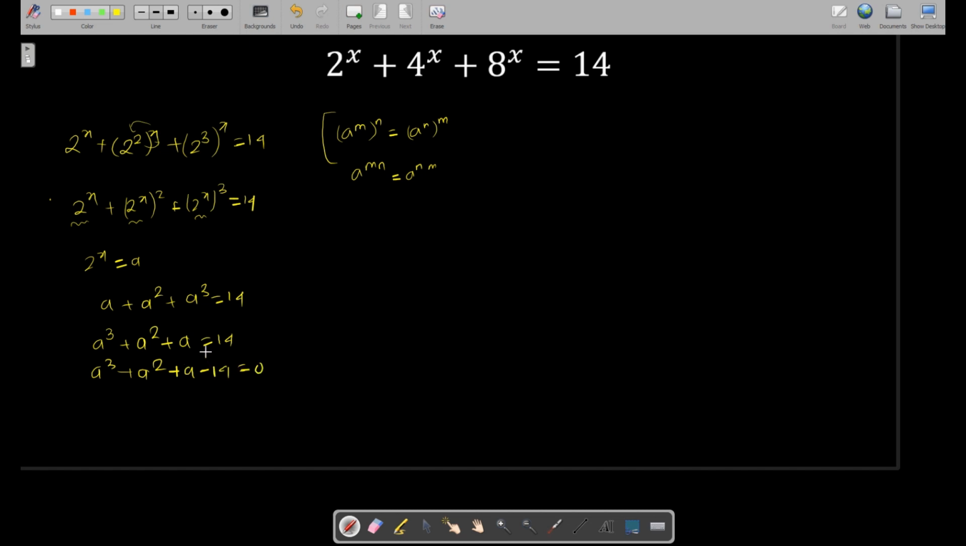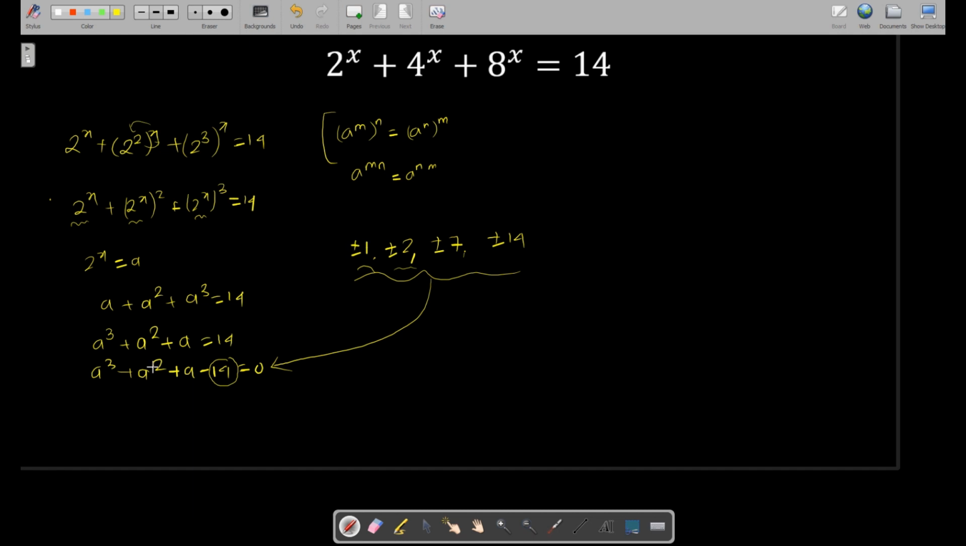Now see, we have a cubic polynomial and we have to factorize it. Factorizing a cubic polynomial is not as easy as factorizing a square one. The first thing we will do is find the factors of 14, by which I mean the numbers that divide 14. Plus minus 1 will divide 14, plus minus 2, plus minus 7 and plus minus 14 will also divide 14. So these are the factors of 14. Let's see which of these satisfies the given equation.